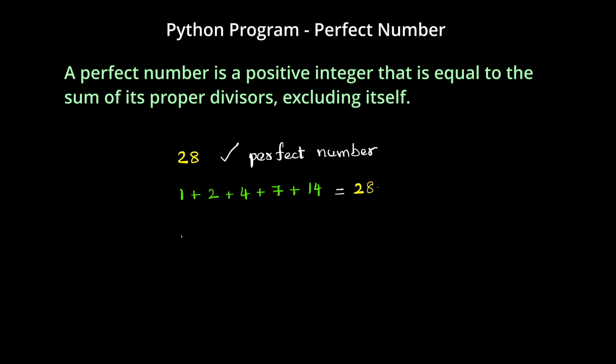Let us take another number, 16. The proper divisors of 16 excluding 16 are 1, 2, 4, and 8. If we add these divisors, 1 plus 2 plus 4 plus 8, we get 15. Since the sum is not equal to the original number, 16 is not a perfect number.